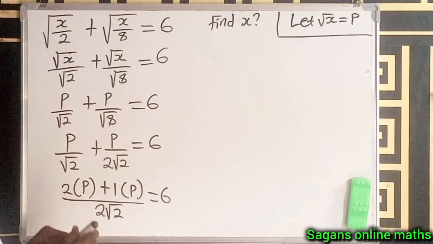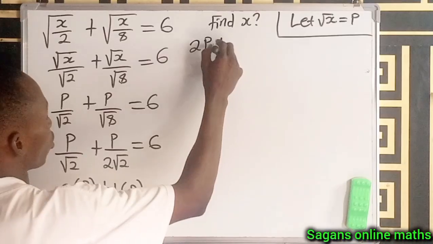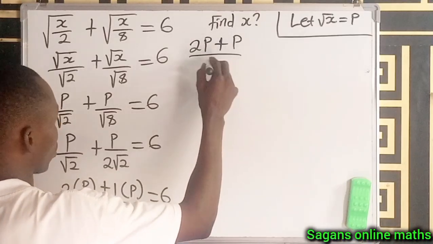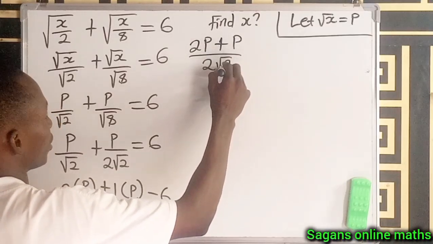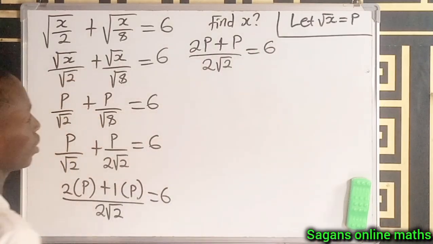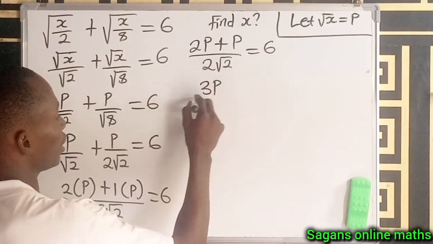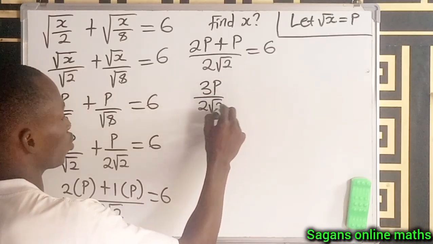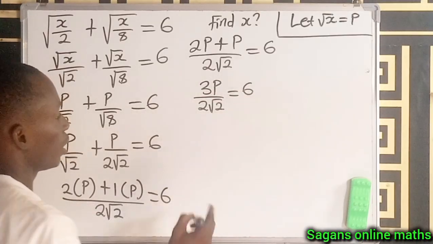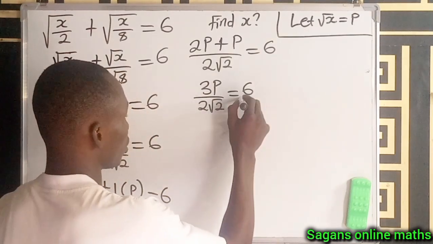Now 2 times p will give us 2p. 1 times p is going to give us plus p, all divided by 2 root 2, equals 6. 2p plus p is going to give us 3p. This is 3p divided by 2 root 2 equals 6. Remember that the denominator of this 6 here is 1.